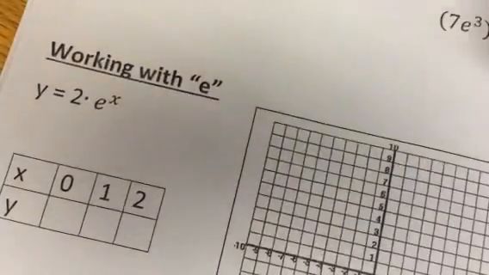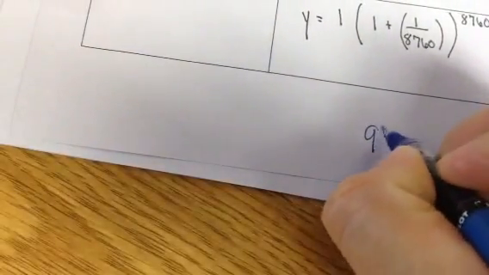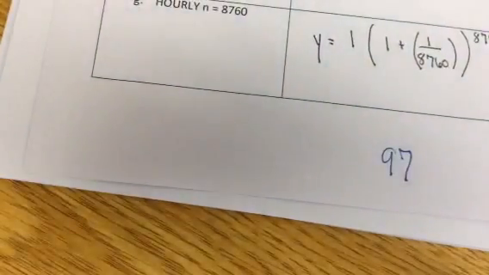All right, so we're going to start the notes now for 6.2. This is going to be page 97, and then that purple page you were working on is also going to be page 97. And I'm going to show you how this page ties in with your notes.